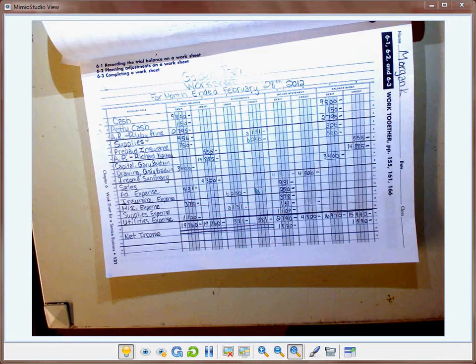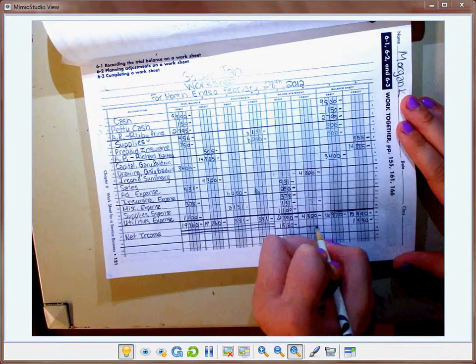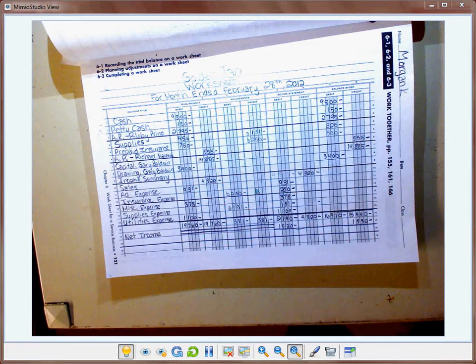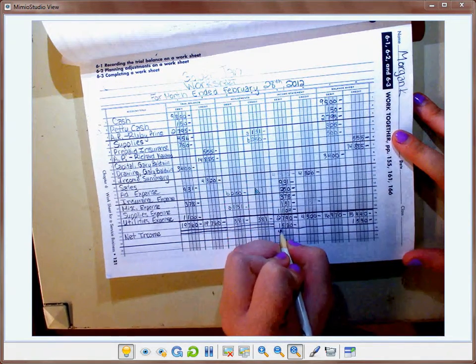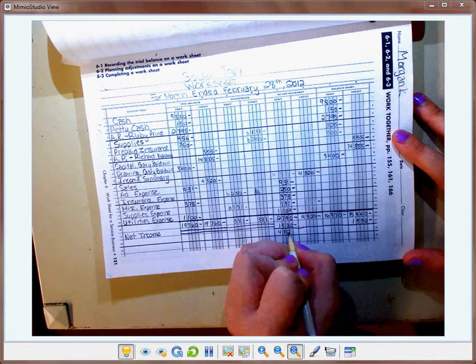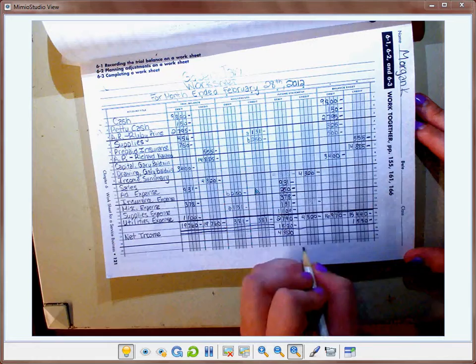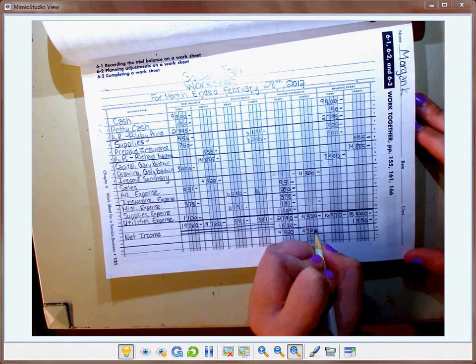Okay, so now underneath those four columns, underneath the 1,530, we'll do another single rule. And so now if we add the 2,790 plus 1,530, our new income statement debit is 4,320. And then obviously we have nothing else to add, so you'll just bring that down for your income statement credit, 4,320.